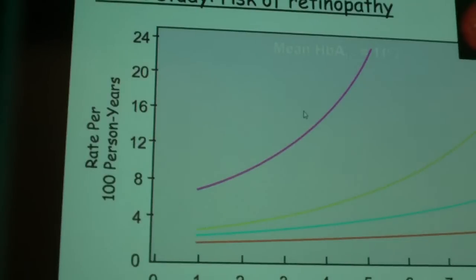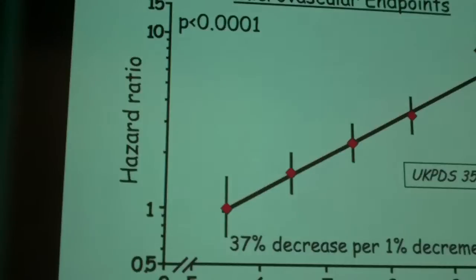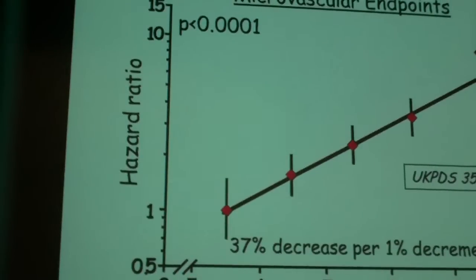the rate per 100 persons for years that developed retinopathy was much higher than at normal values of 7%. So retinopathy is highly related to glucose levels. The higher your glucose, the more chance you develop retinopathy. It's the same for all; retinopathy was an example.